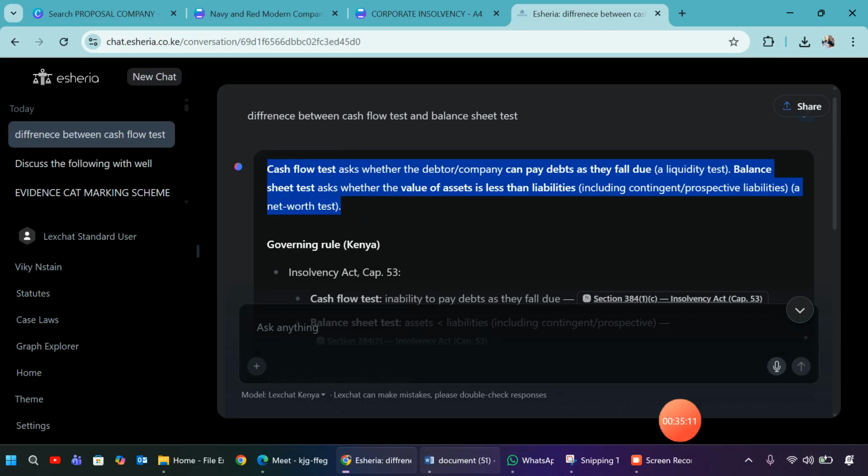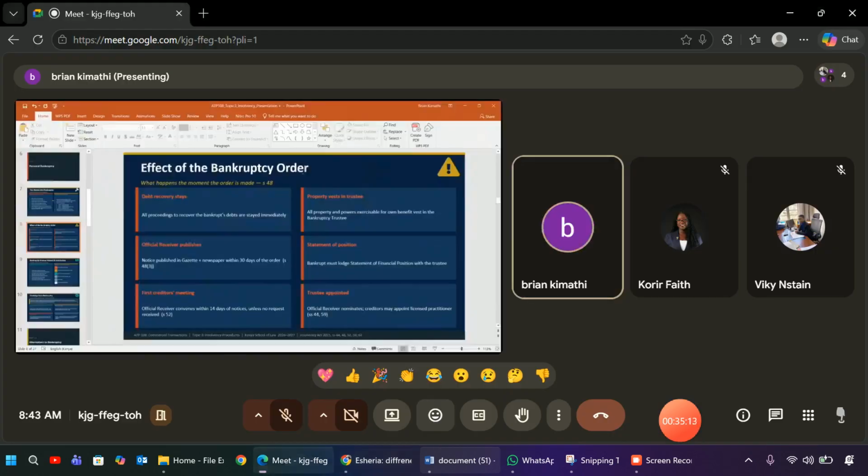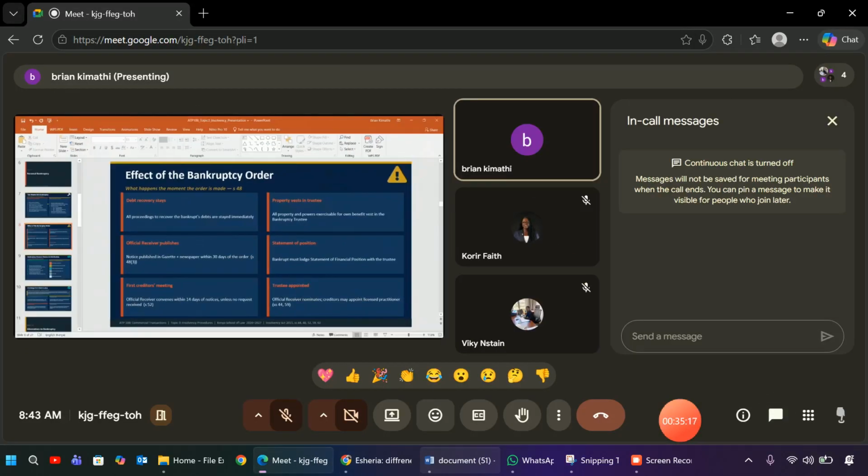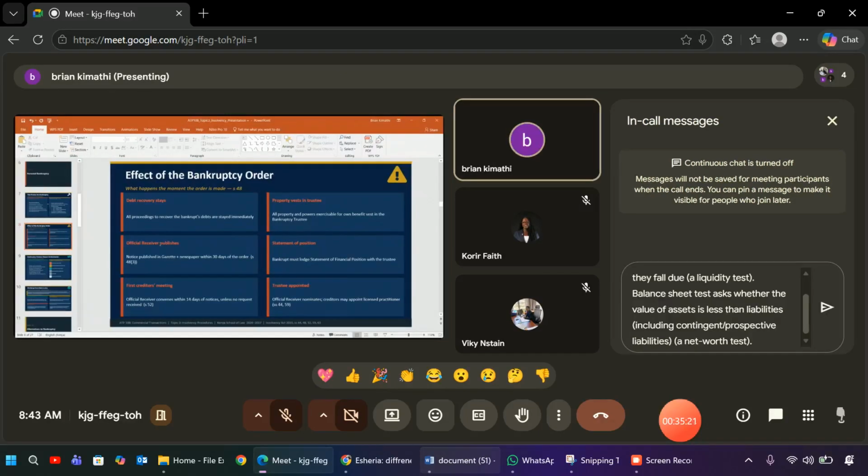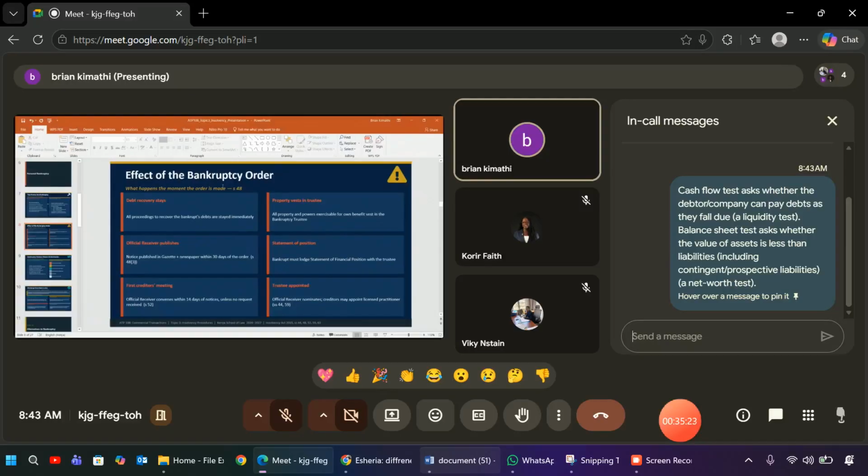So we'll see it. So now here we are. Effect of the bankruptcy order. SIO. Bado inanikujia inanipotea kidogo, nitakumbuka pesa hizi. Effect of the bankruptcy order. Yes, there is a hand up or something.